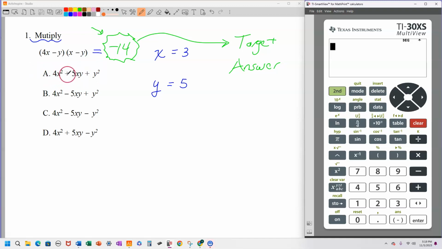I am going to punch this in for A. I'm going to punch in 4x squared plus 5xy plus y squared. Watch how I do this. It's a little bit tricky. So I'm going to start with my 4 right here. 4. X. Here's my x. Squared. 2 ways to do squared. You can hit the caret button or the up arrow button and a 2. That's one way to do it, like this. Click this and then a 2. Some people like it like that.